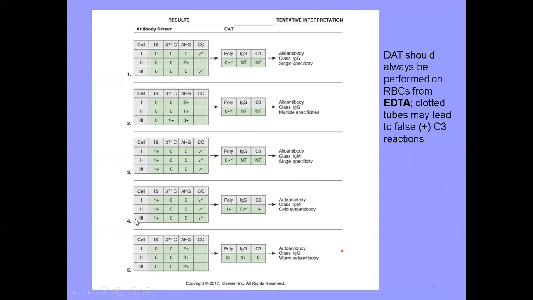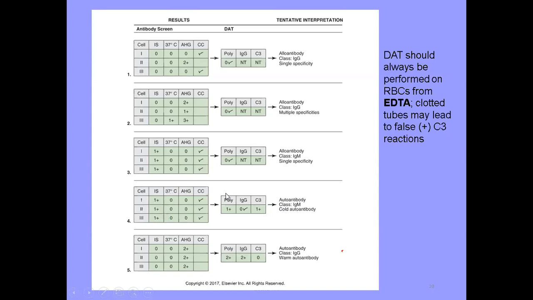Example 4, once again, we see our reactions are popping up here at immediate spin, and they are gone by the time we get to 37 in AHG. Okay, so it looks very similar to our last example, and similar to that, we're going to suspect an IgM, okay, that's reacting only at immediate spin. So we call IgM cold because 37 is warmer.